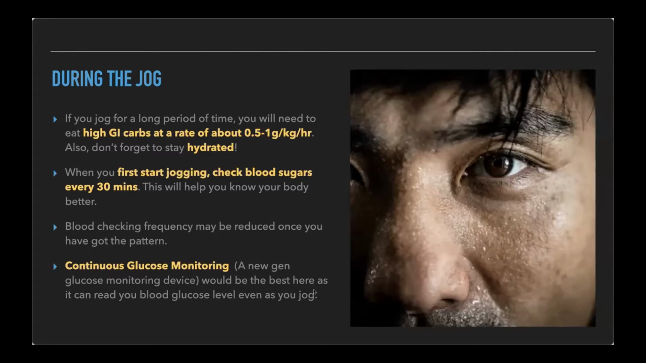When you first start jogging, you need to check your blood glucose every 30 minutes. I know it's a hassle, but this will help you know your body better. Blood checking frequency may be reduced once you have got the pattern. Continuous glucose monitoring, a new generation of glucose monitoring device, would be the best here, as it can read your blood glucose levels even as you jog.